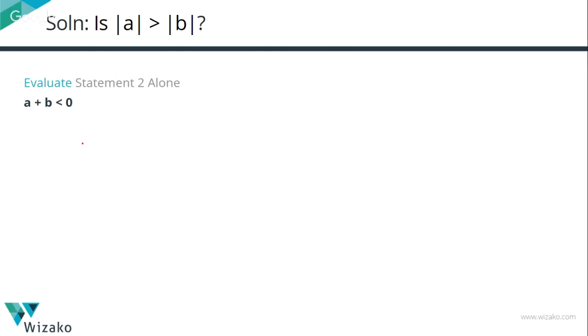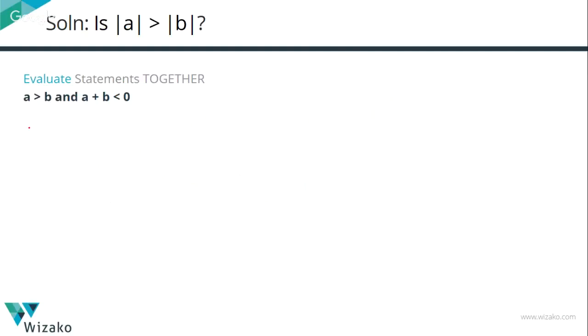Move on to statement 2. A plus B is less than 0. The sum of these two numbers is negative. When is it possible? It's possible when both A and B are negative, or one is positive, one is negative. What we need to find out is, is the magnitude of A greater than the magnitude of B? It could pan out any which way. Minus 4, minus 3, the sum is less than 0. Modulus of A is greater than modulus of B. Minus 3, minus 4 is also less than 0. Modulus of A is less than modulus of B. Statement 2 alone is also not sufficient. Cancel B. What we are down to is C or E.